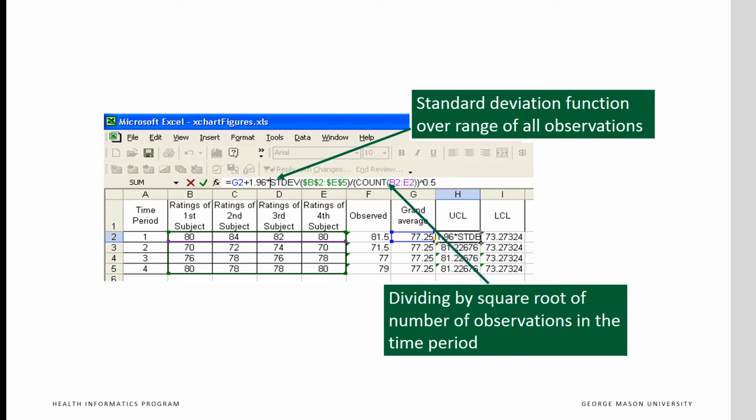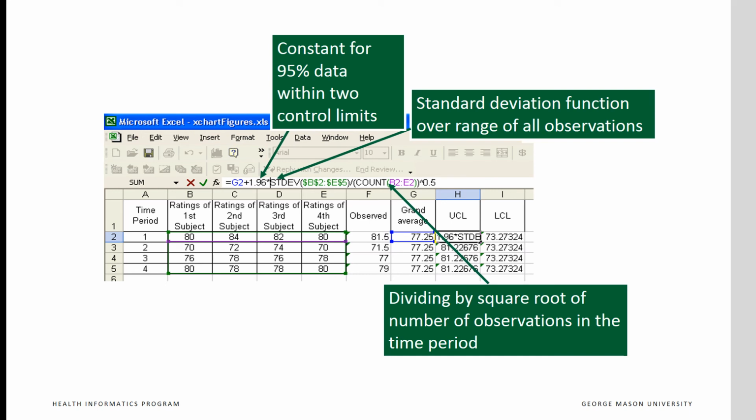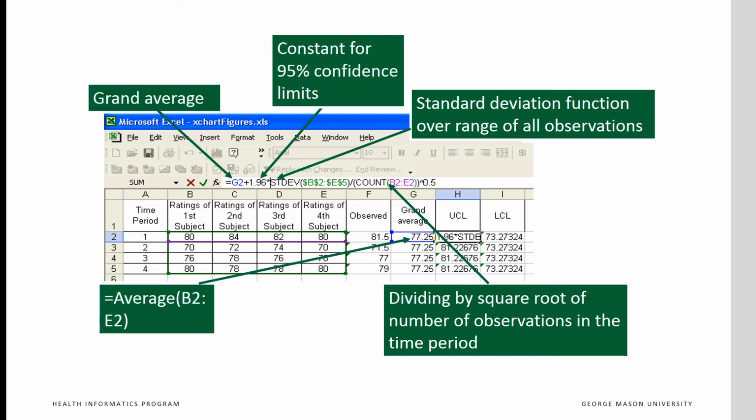The standard deviation is then divided by the square root of the count of the cases in a time period. Taking something to the power of 0.5 is the same as taking the square root. This provides the estimate for the standard deviation now for that time period. The t-statistic is 1.96, which guarantees that 95% of data fall within the two control limits. The grand average is calculated using the average function within Excel from the entire set of the data.